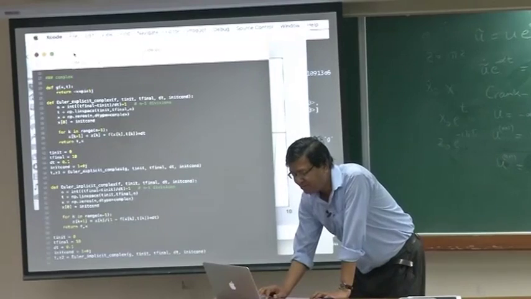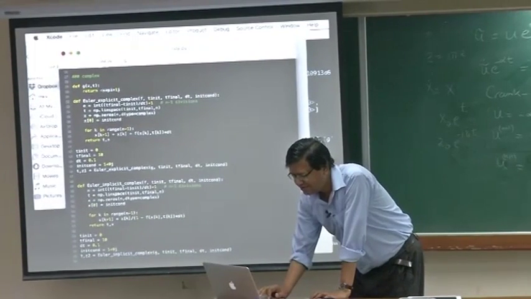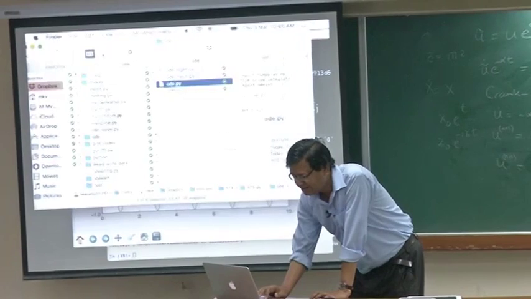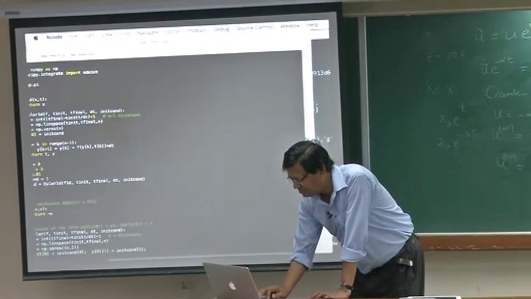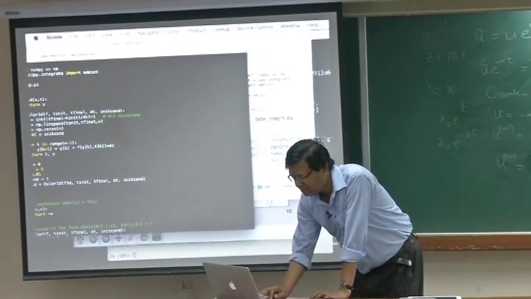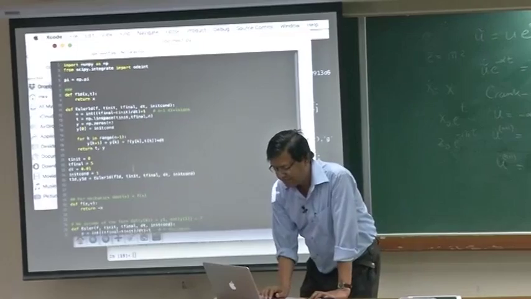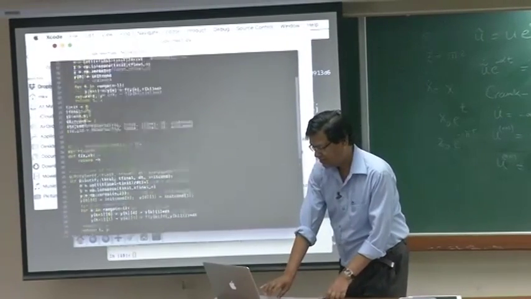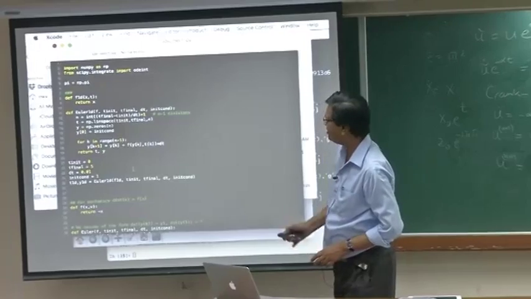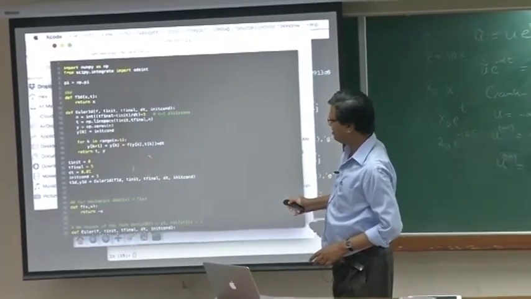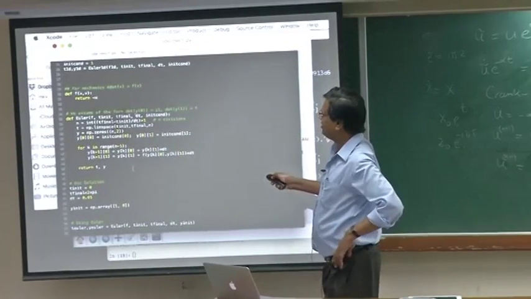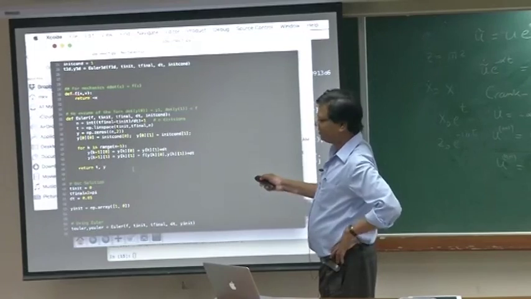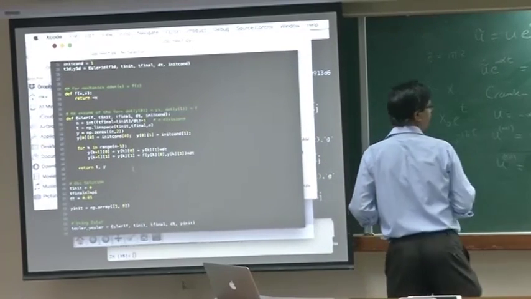So, let us solve one mechanics problem. I will close this one. I will leave these codes in the drop box. So, we want to solve the oscillator problem. Okay. So, the oscillator problem is here. x double dot is minus x, oscillator with frequency 1.